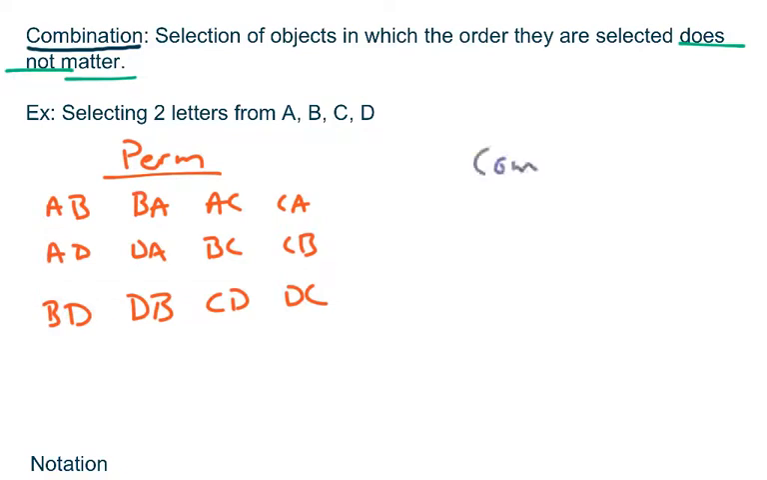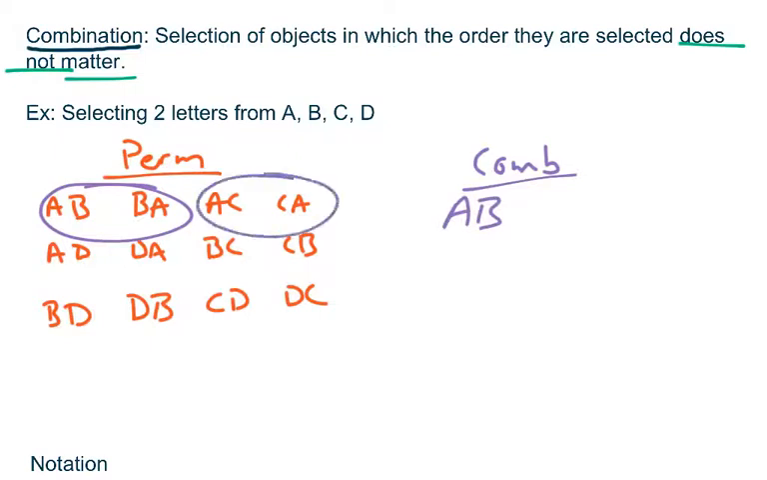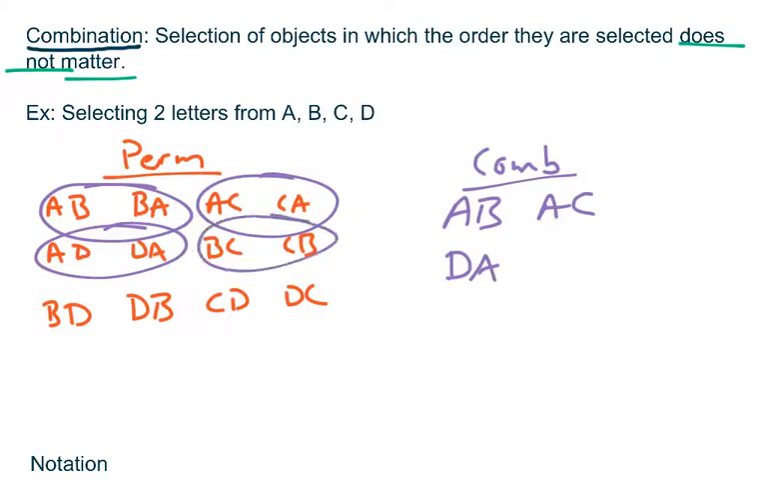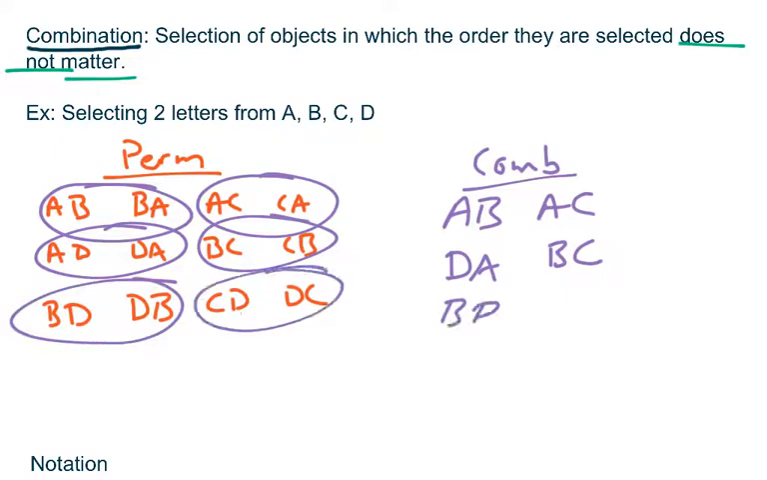In combinations, really, you have these two, AB and BA. They're considered the same. Same thing with AC and CA, and AD and DA. Again, order doesn't matter. BC and CB are considered the same. Same thing with BD and DB, and CD and DC as well. So in permutations, the order matters. In combinations, the order does not matter. Usually our numbers are going to be slightly smaller in comparison to permutations, but we can still get some fairly large numbers as we go along.